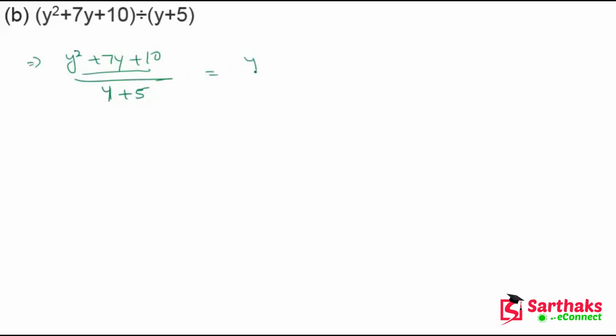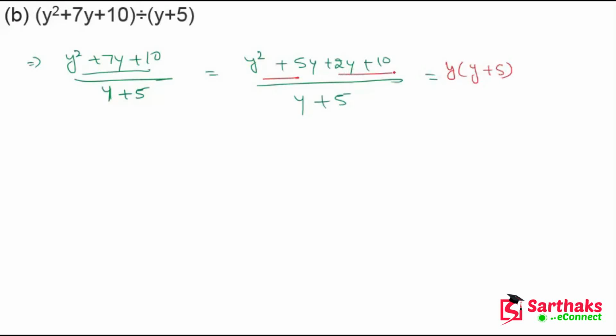Okay, so this will be like y square. Now we can split this 7y as 5y plus 2y, because if we add this we get 7y, and if we multiply 5 into 2 we get 10. Okay, so plus 10 and it is divided by y plus 5. Now from these two terms we can take y as a common, so here we get y plus 5, and from these two terms we can take plus 2 as a common, we get y plus 5, and in the denominator it is y plus 5.